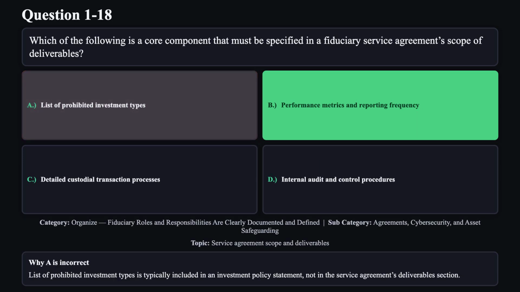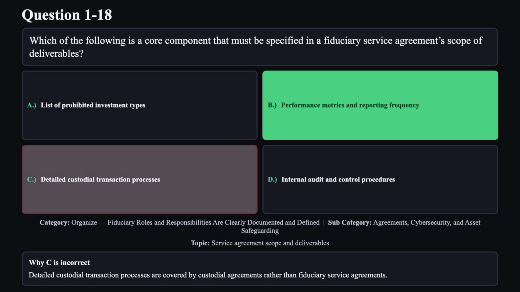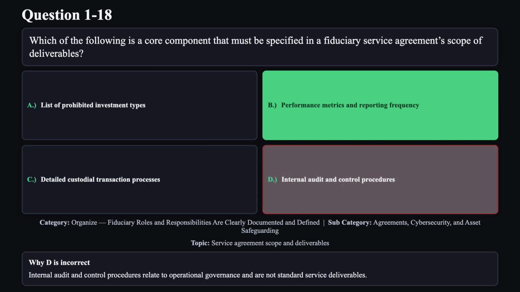Reason A is not correct. List of prohibited investment types is typically included in an investment policy statement, not in the service agreement's deliverables section. Reason C is not correct. Detailed custodial transaction processes are covered by custodial agreements rather than fiduciary service agreements. Reason D is not correct. Internal audit and control procedures relate to operational governance and are not standard service deliverables.